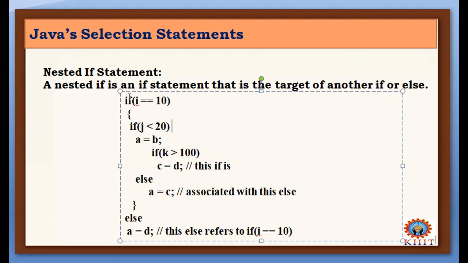Otherwise, if i is equal to 10 itself becomes false, then it will directly execute this one, else a is equal to d. So I hope you understood this. This is called a nested statement. That is how you need to follow the control.